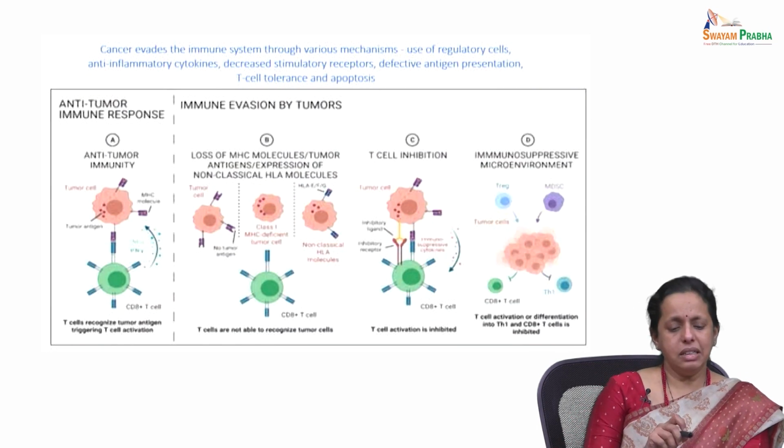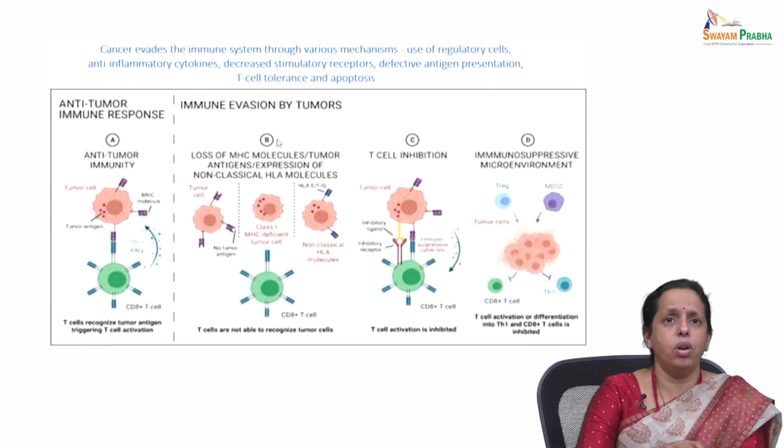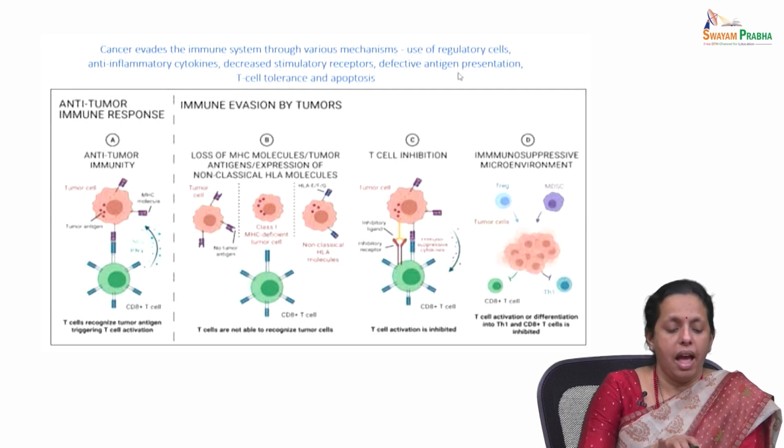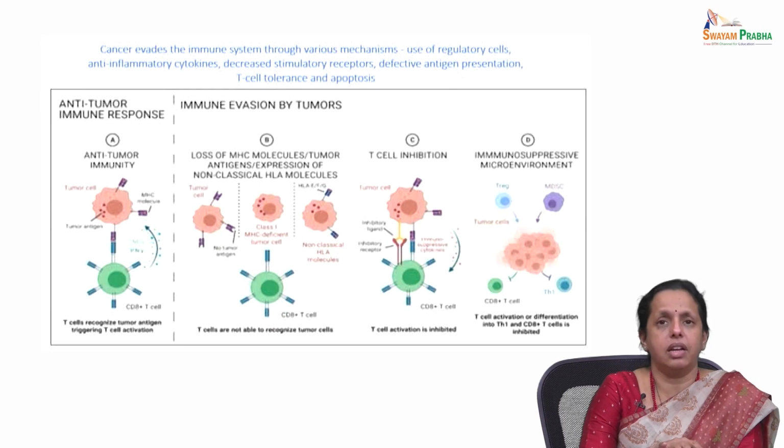Now, cancer evades the immune system. This is a very well-established fact, and we totally understand that it does so for its survival. How does it do so? By the use of regulatory cells, anti-inflammatory cytokines, decreased stimulatory receptors, defective antigen presentation, T cell tolerance and evading of apoptosis.